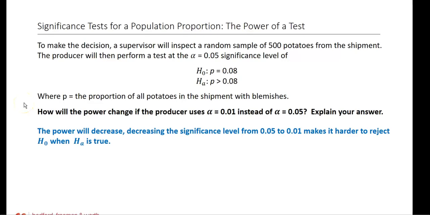Okay, I read that statement wrong. It says, how will the power change if the producer uses alpha equals 1% instead of alpha equals 5%? So it started at 5% and went down to 1%. The power goes in the same direction as alpha. So if alpha is decreasing, power will in fact decrease. Sorry, I thought it went from 1% to 5%. It actually went from 5% to 1% when you read it carefully. So decreasing the alpha level from 5% to 1% makes it harder to reject the null when the null is true.